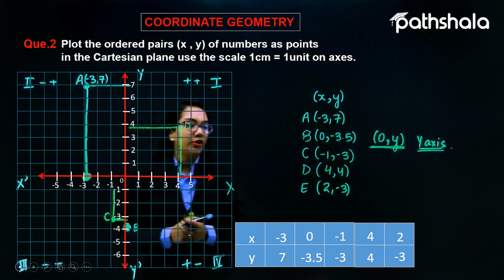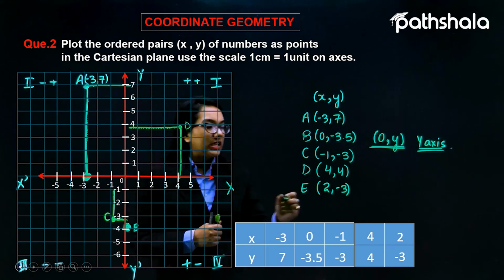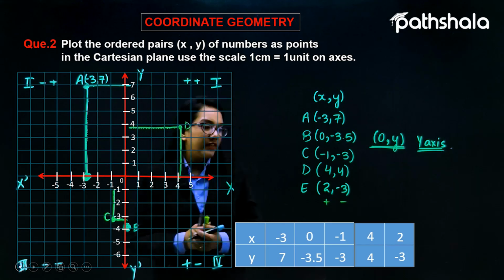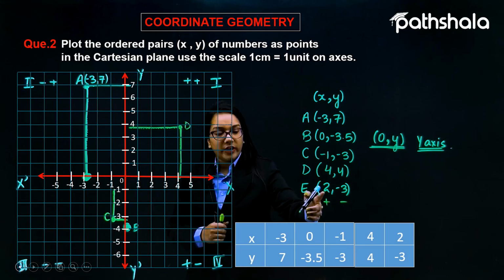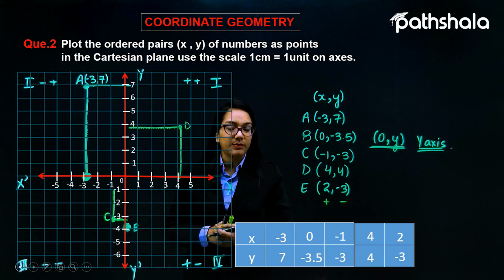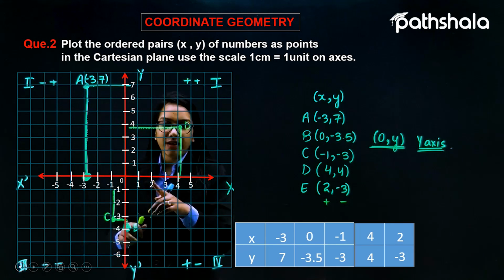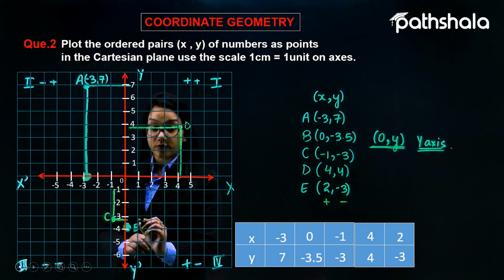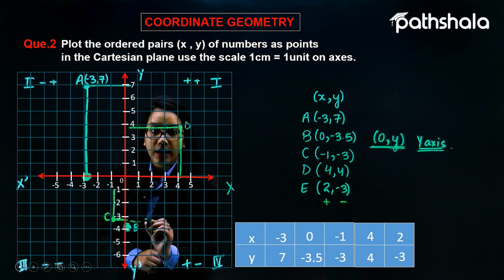Now let's move on further toward the point E, whose coordinates are 2 comma minus 3. Obviously it is positive and negative, and positive and negative means it lies in the fourth quadrant. The abscissa is 2, the ordinate is minus 3. So let's look out for 2. We have 2 over here and minus 3 over here. Let us suppose I am extending minus 3 first, and we are going till 2.